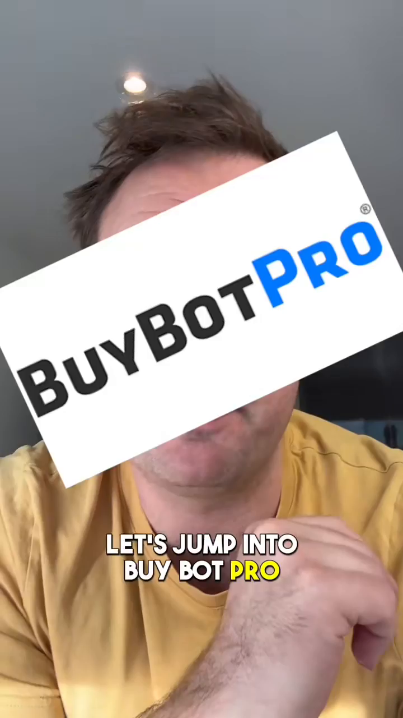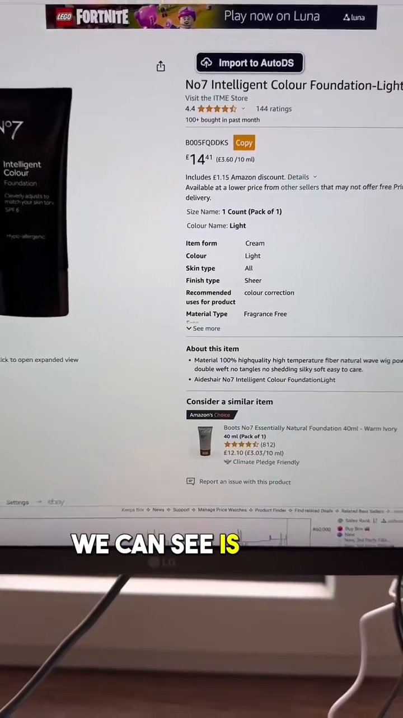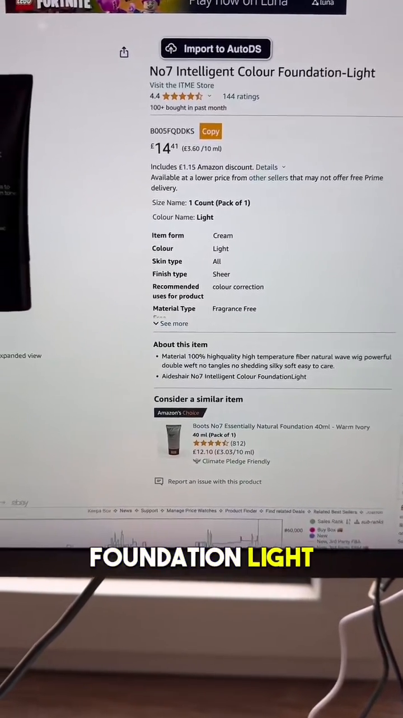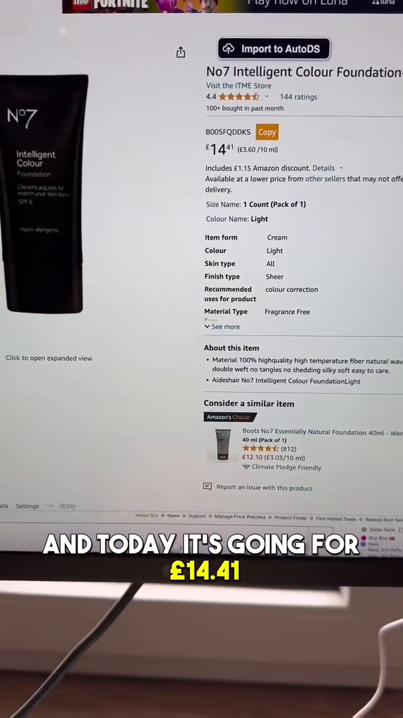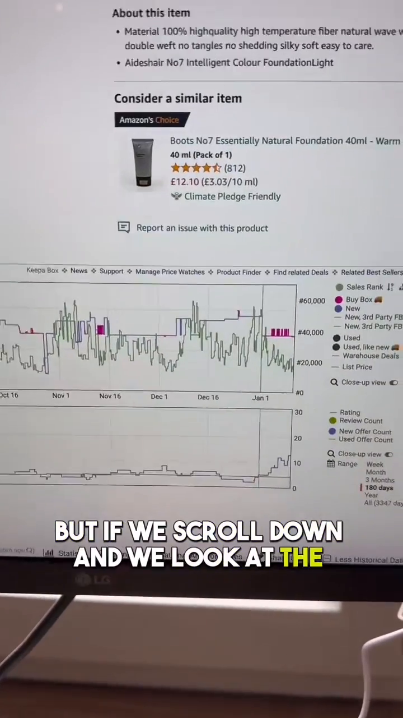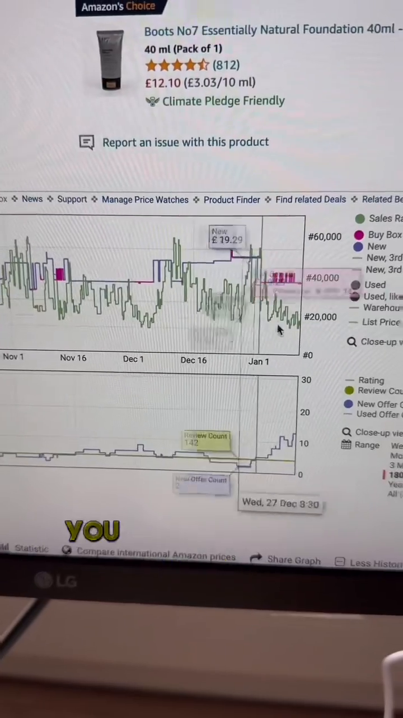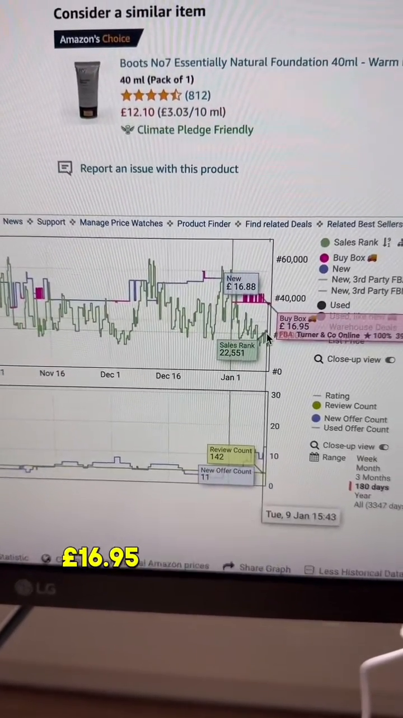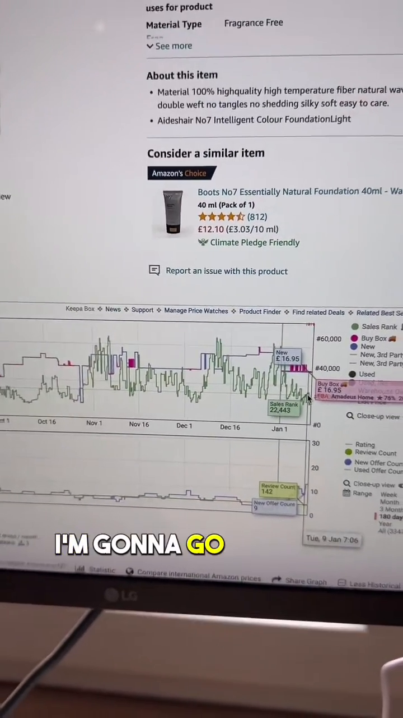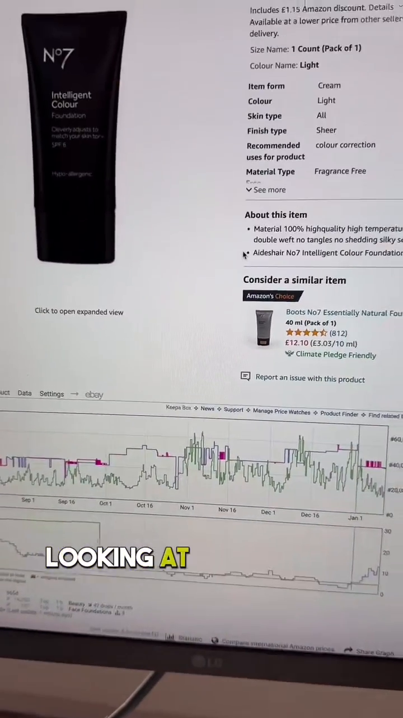Let's jump into BuyBot Pro. The other day I found this listing here. We can see it is a No7 intelligent colour foundation light, and today it's going for $14.41. But if we scroll down on the Keepa chart, and more on Keepa later, you can see that we were selling it for about $16.95 quite recently. I'm going to go for that price because that's when I was originally looking at this product.